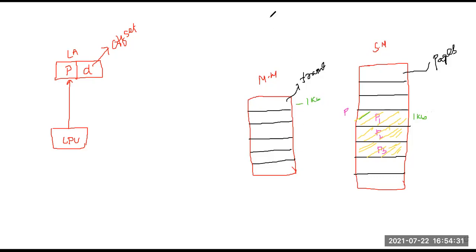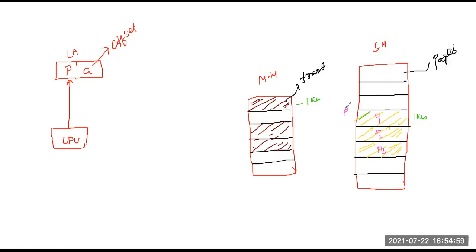Now assume that at any instant of time, these are the blocks which are already occupied in the main memory. This block is occupied, this block is occupied, and let me say this block is also occupied. Only 3 blocks are available. So what do I have to do?